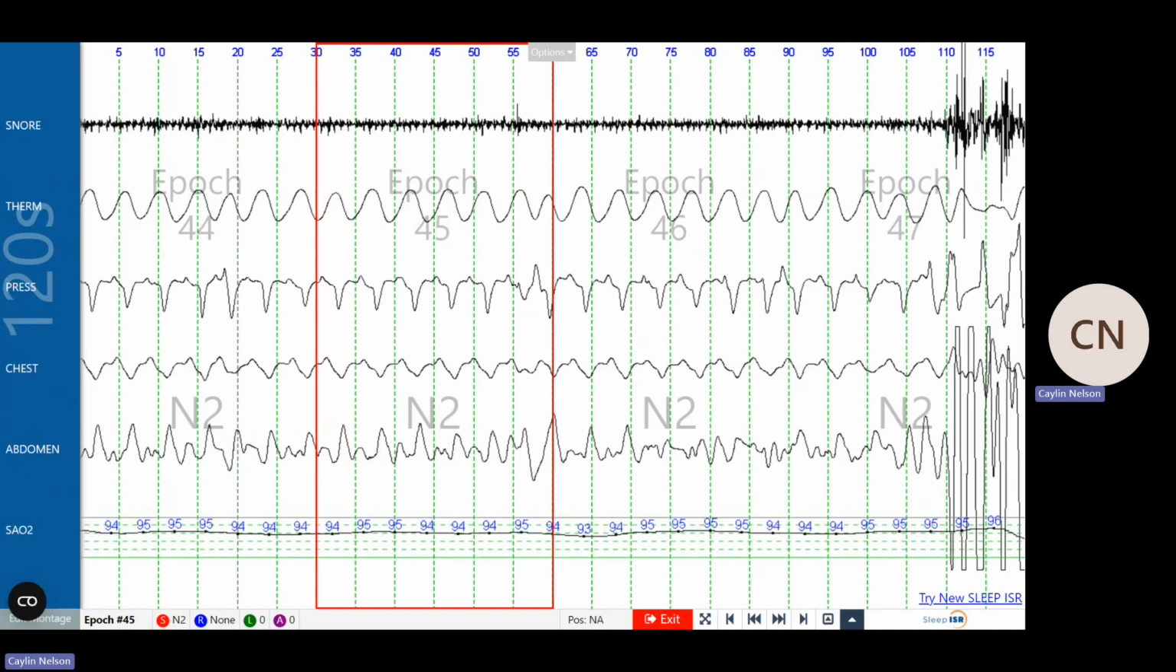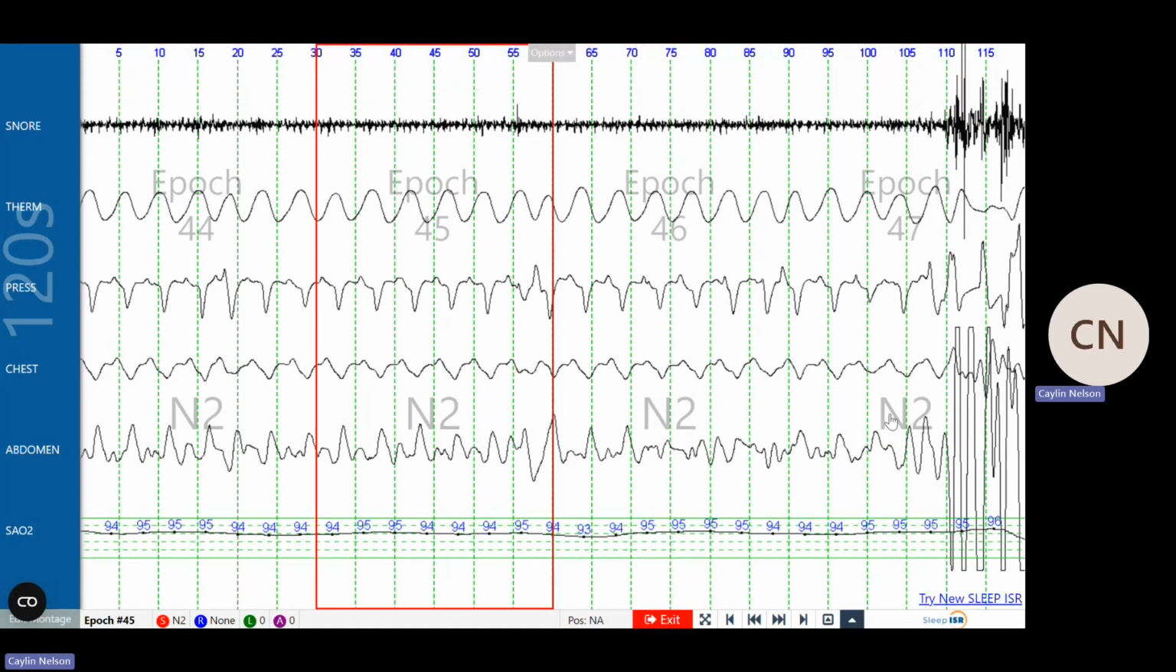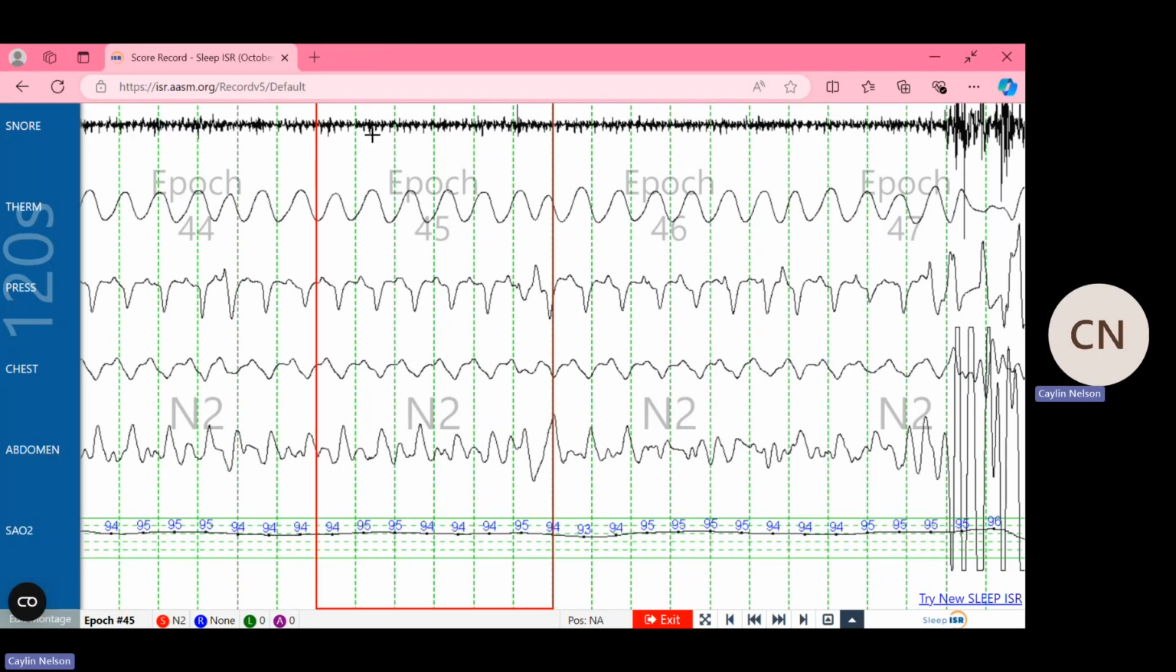Okay, so now we're going to be looking at 44 through 47 here. Again, what we like to look at is the full 4 epochs. You can see at the end there is something going on, likely a type of arousal or possibly a cough. As you can see, there's an increase in abdominal effort as well as increased amplitude in the snore channel. Typically, that's an indication of a cough.